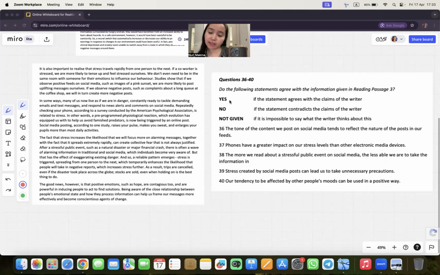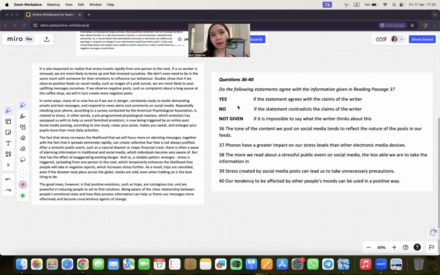When it comes to the difference between true, false, not given and yes, no, not given questions, true, false, not given questions are mostly about the facts which you can find in the passage, whereas yes, no, not given questions are about the opinions of the writer, okay? That's the difference. And true, false, not given are a little trickier than yes, no, not given. Sorry.